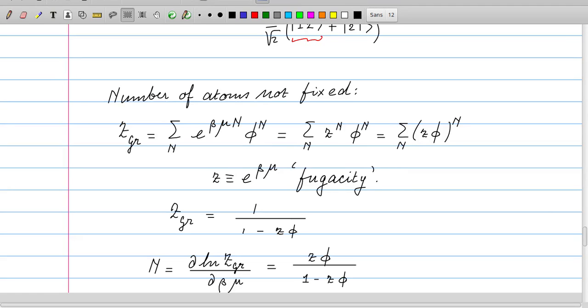In view of the fact that this is a geometric series, we immediately see that the grand canonical partition function can be written as 1 over 1 minus z phi. And once we have the grand canonical partition function, it's easy to find the average number of particles, so I should put brackets around this to indicate that it's the expectation value. We just take the derivative of ln Z grand with respect to beta mu, and we find z phi over 1 minus z phi.